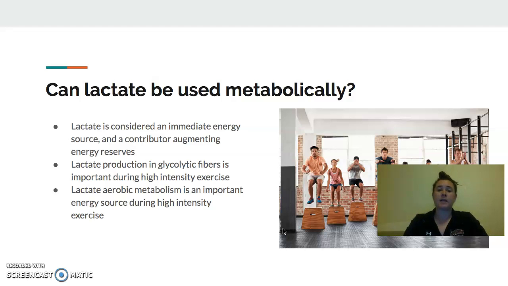And lactate aerobic metabolism is incredibly important as an energy source. By having lactate replenish those stores within the liver, it allows your body to feed off of that during prolonged high intensity exercise.